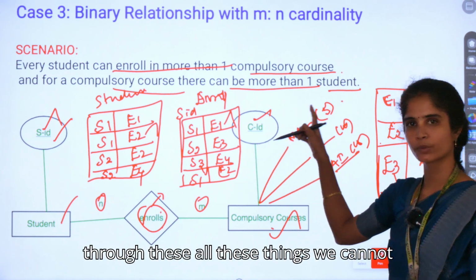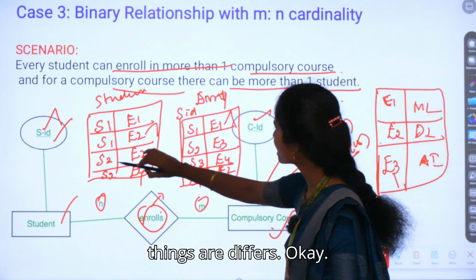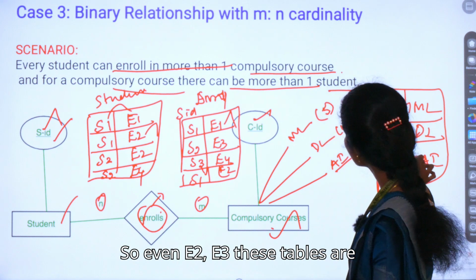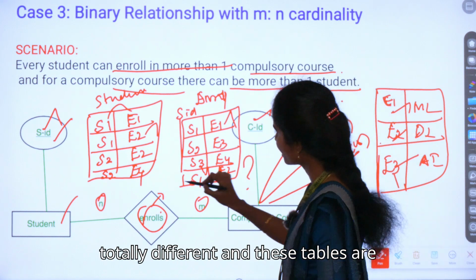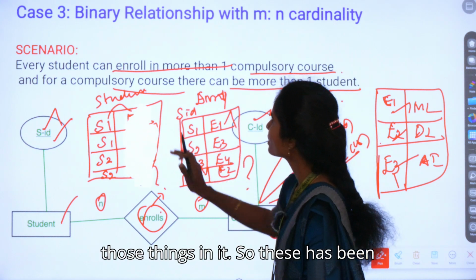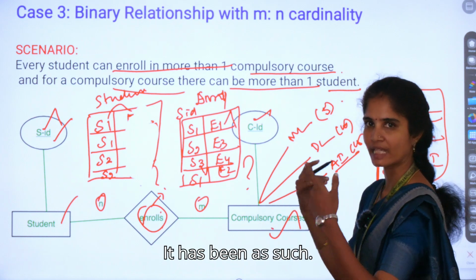If you go through all these things, we cannot merge the tables because all our things differ. Even E2, E3, these tables are totally different, and these tables are totally different. We cannot merge those things. So these are 3 tables. We cannot modify anything. It stays as such.